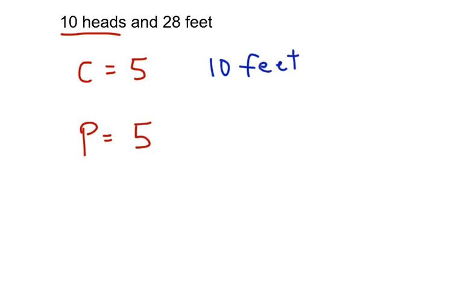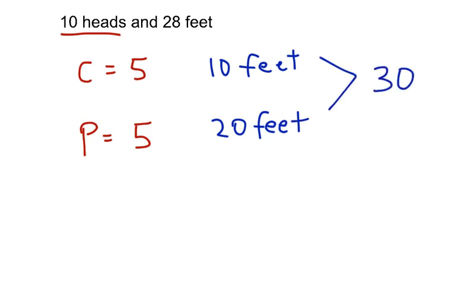And the pigs, if I have 5 of those, a pig has 4 feet, so that would be 20 feet from the pigs, which altogether would be 30 feet. That's too many. I'm only supposed to have 28. So I need to have the same number of animals, but less feet. Okay, well, with that in mind, if I need less feet, I'm going to increase my number of chickens, decrease my number of pigs, and see if that works.